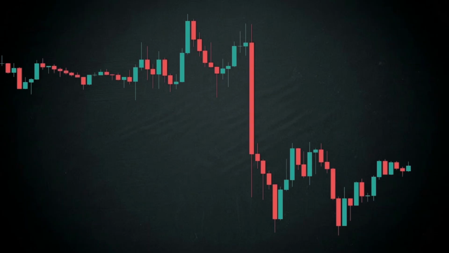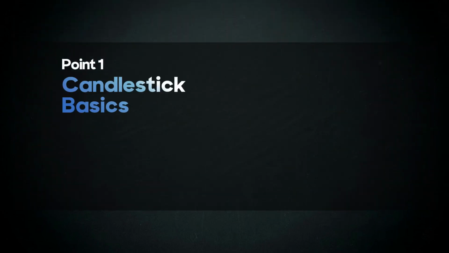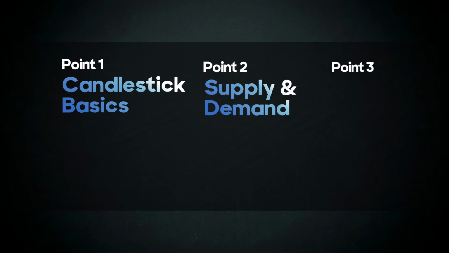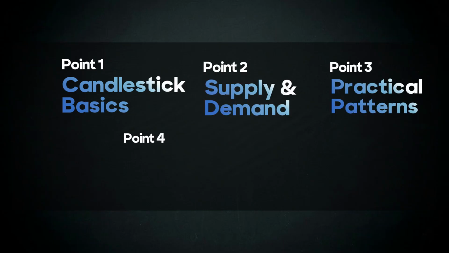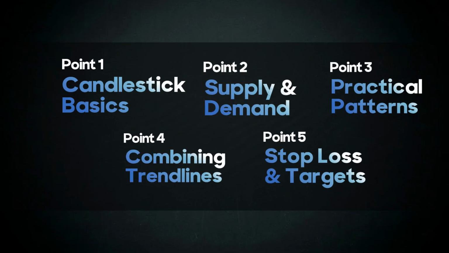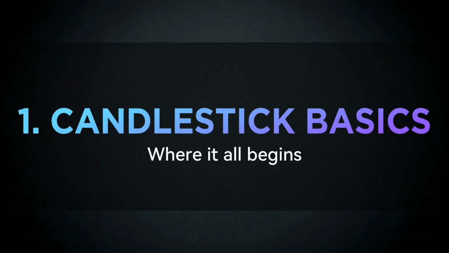Let's see what we have today. We will quickly go through 5 core sections: where Japanese candlesticks come from, the battle between supply and demand, practical candlestick patterns, combining candlesticks with trend lines, and the essential final part: stop loss and take profit. Let's go straight into part 1.